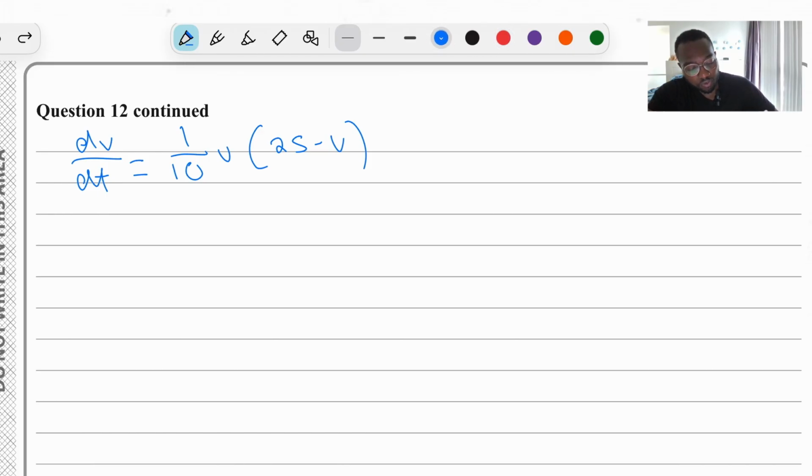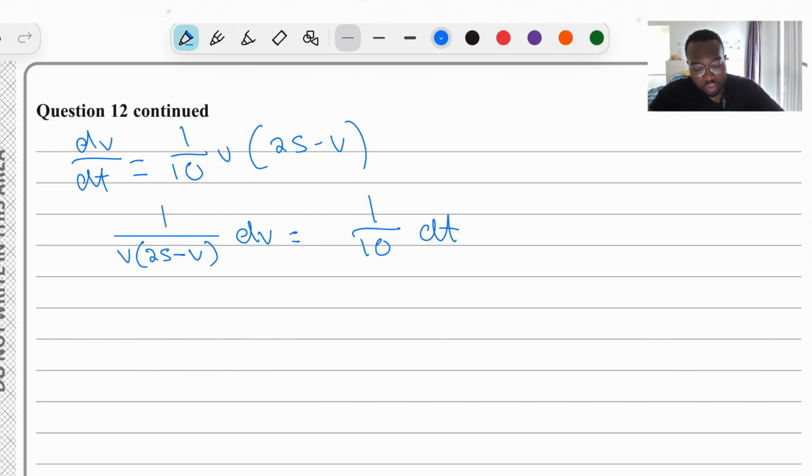So what are we left with? We are left with 1 over that v(25 minus v) dv, and that is equal to 1 over 10 dt, okay? And with differential equations, what we need to do is integrate, so we need to integrate both of these sides. So first things first, let's break up that partial fractions.